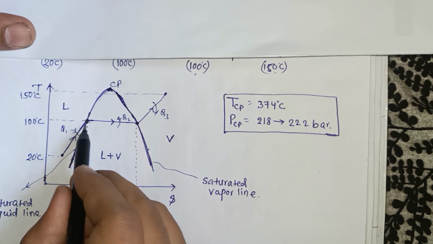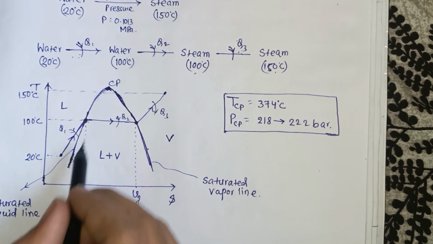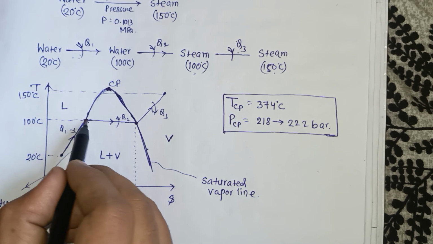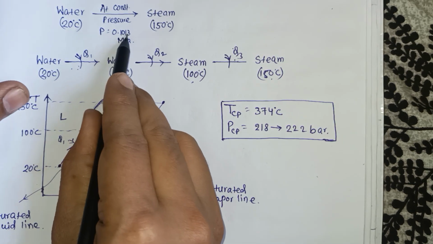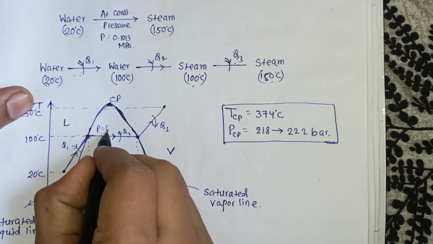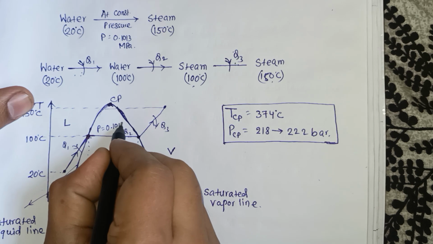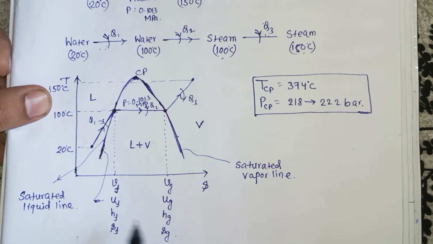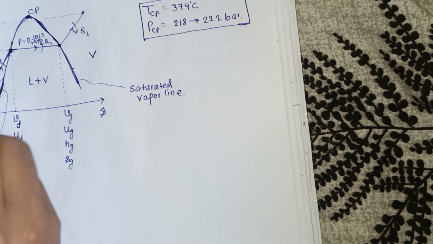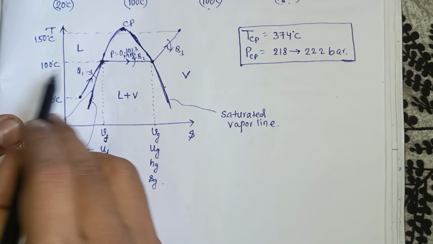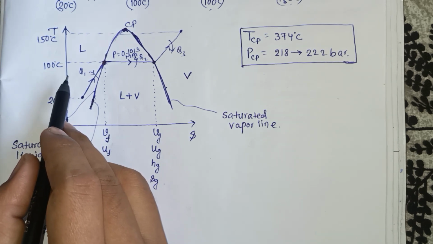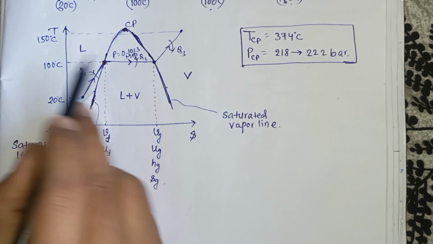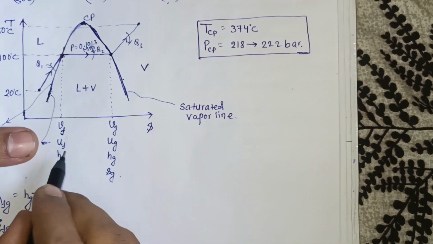Now if you want to find out these properties, suppose I want to find this property with respect to water at 100 degrees Celsius, and the pressure will be 0.1013 megapascal. So with respect to this point you have to calculate this value. Here the boiling point temperature is 100 degrees Celsius, also known as the saturation temperature. So with respect to this temperature you can calculate the Vg value.